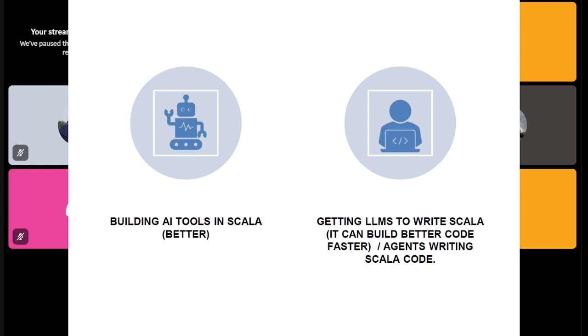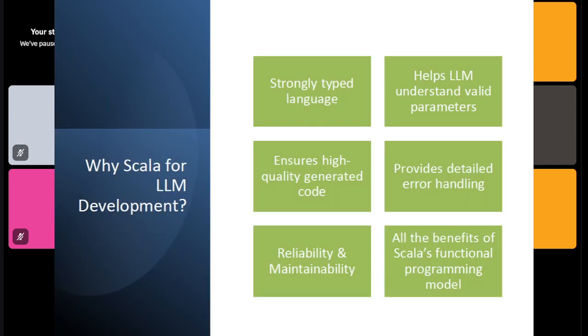Python is dominant in AI, but Scala offers unique advantages for AI driven development, and I'll break it down now. Building AI tools in Scala is better. Getting LLMs to write Scala, it can build better code but faster. So what are the things like why Scala? The number one being type safety. LLMs often generate incorrect or inconsistent outputs, and Scala's strong type system helps enforce constraints, reducing runtime errors.